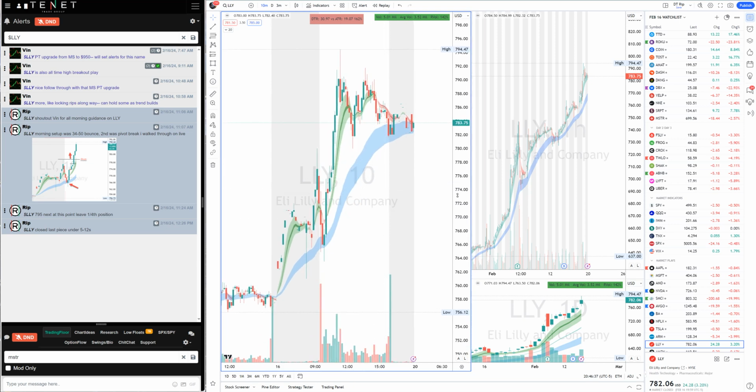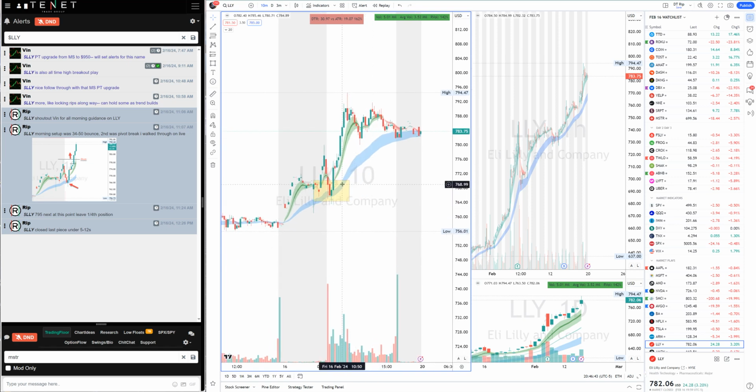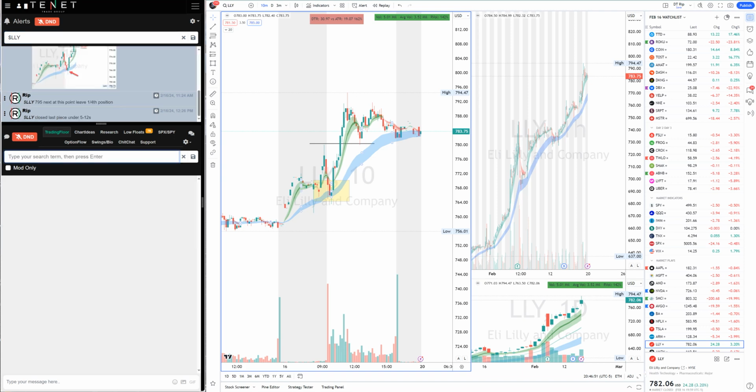Initially there was no setup. When this was the 3450 cloud bounce, this was the Lily setup. I personally traded this breakout. I told everybody that the Lily 780 breakout is coming. On the voice I told everyone, and everybody in the community knows it.